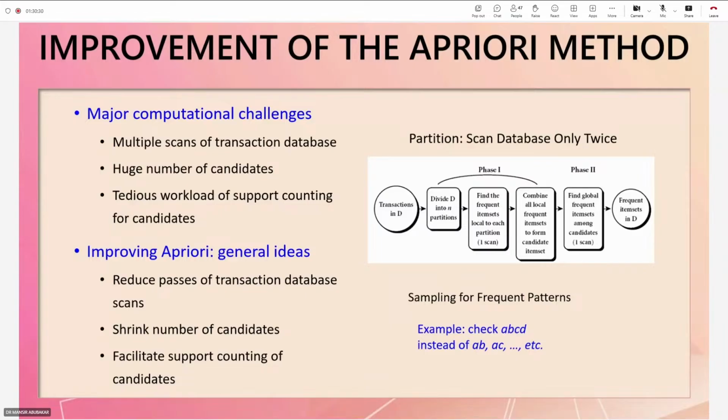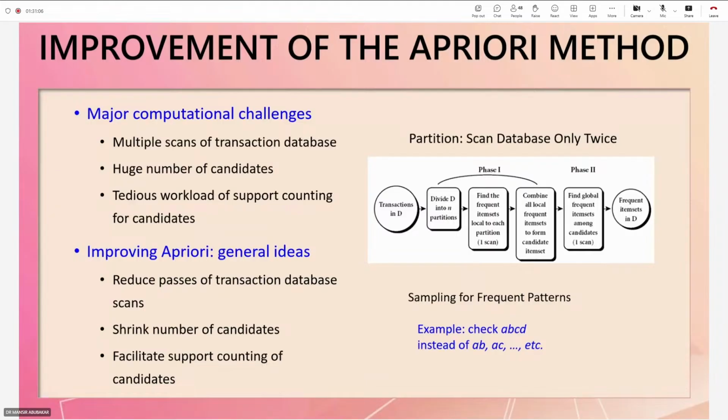And then next, it will combine all local frequent items to form candidate itemsets. So now it has scanned the partitions, and it will combine them to form one candidate set. Then lastly, find global frequent items among candidates. That is another scanning. This is why we say it involves only 2 scannings: the first scanning in phase 1, and then in phase 2 the second scanning, and then finally it produces the frequent items in the whole data set.